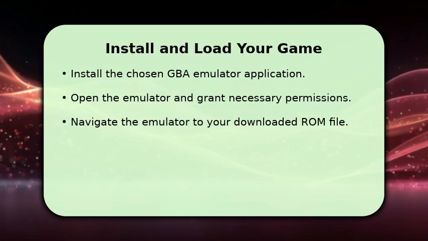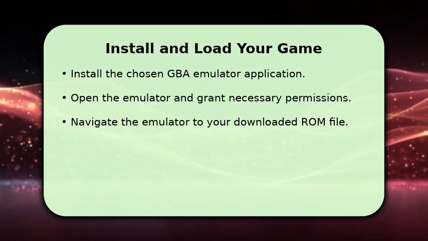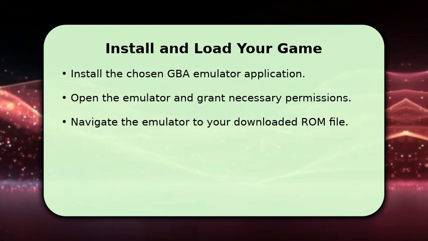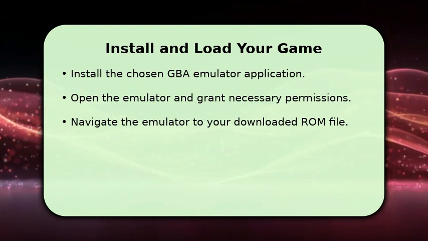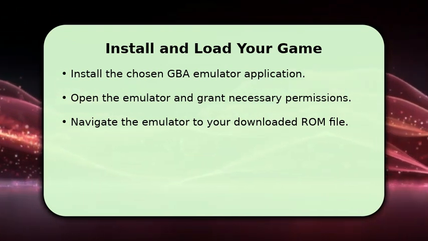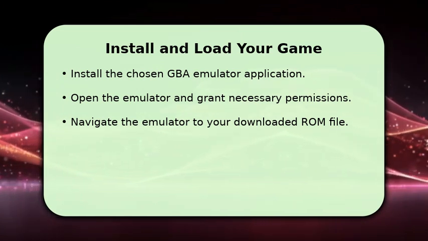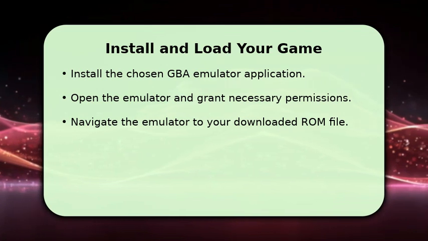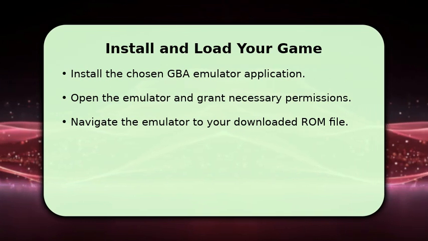Once your emulator app is downloaded, install it on your device. Open the application and allow any requested permissions, such as access to your storage. Inside the emulator, there will be an option to load game or open ROM. Browse your device's files to locate the Pokémon GBA ROM you downloaded earlier. Select the GBA file, and your game should begin loading immediately.